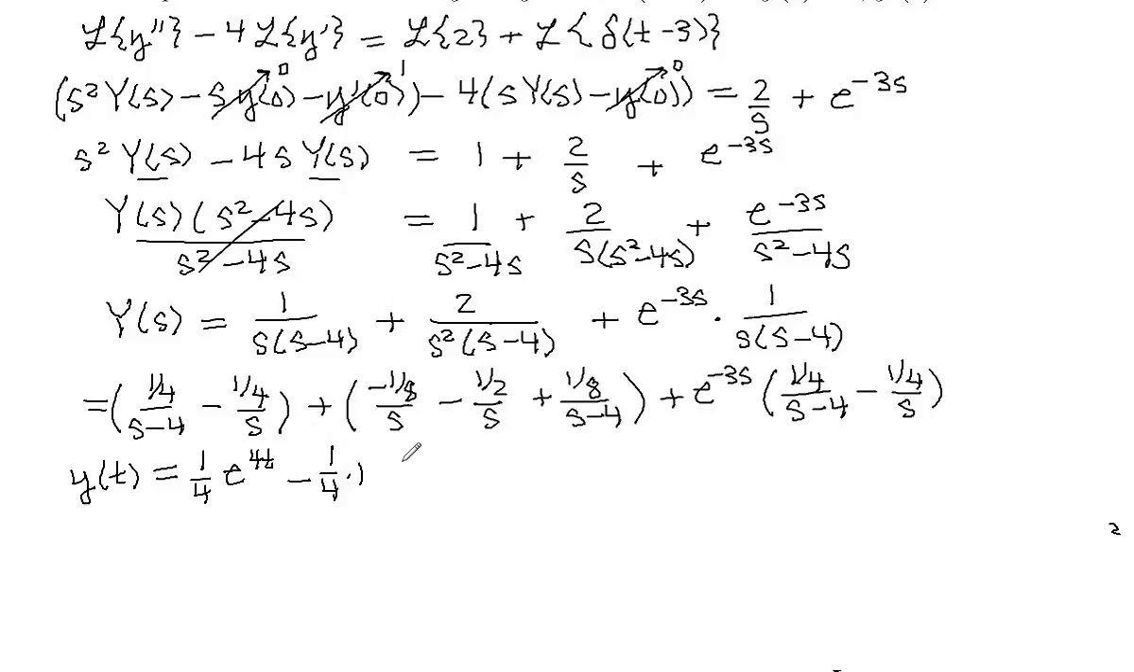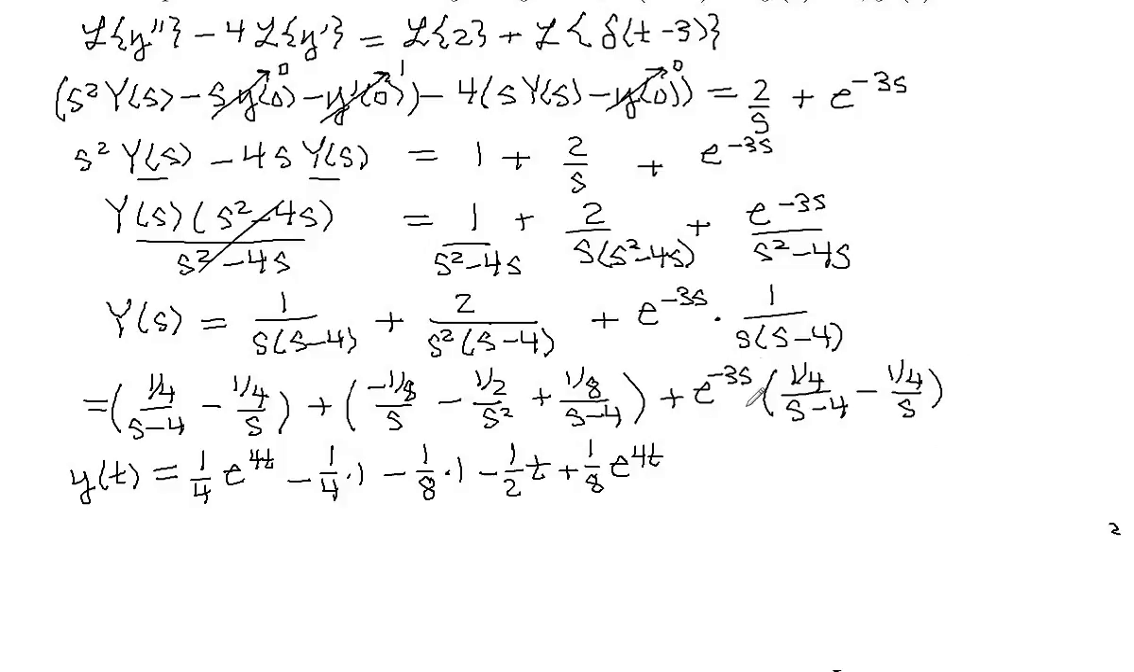And then minus 1/8, pull that out in front. Inverse transform of 1 over s is 1, minus the 1/2. Oh, that should be an s squared. Inverse transform of 1 over s squared is t, plus 1/8. And inverse transform of 1 over s minus 4 is e to the 4t.